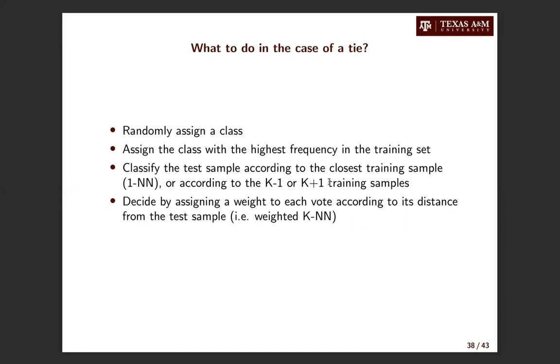And finally, another option would be to follow a modified version of KNN, which we will refer to as weighted KNN, and weight each vote according to its distance from the test sample. This is very likely to break the tie, since now we are not going to have to deal with integers, but with continuous numbers. So that concludes the second part of KNN that describes the practical applications. And in the third part, we're going to see some of the modified versions of KNN.